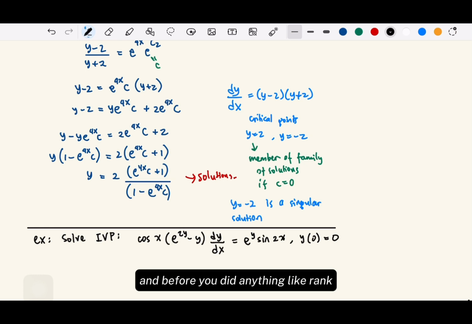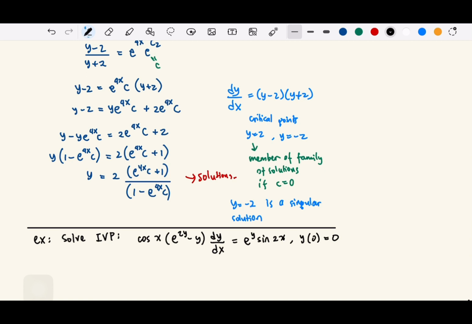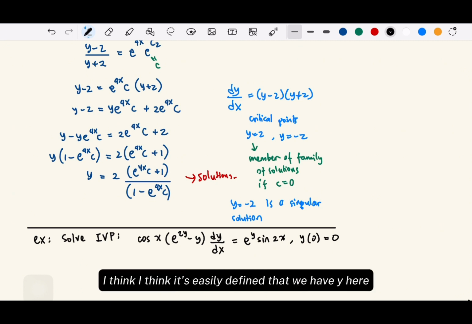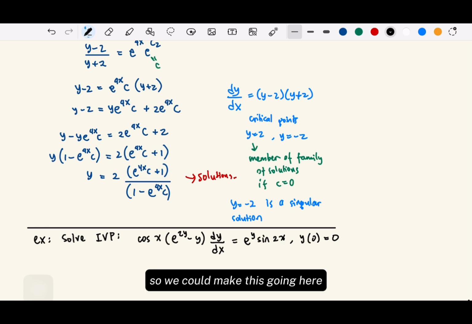And before you do anything, like writing anything after the question, maybe you could first look at the equation and try to separate. You see, I think it's easily defined that we have y here, all y, right? And we have y also here, so we could make this going here, right? And cosine x can be through here, and then we have dx going there. So y and x. Okay, that's the first step.